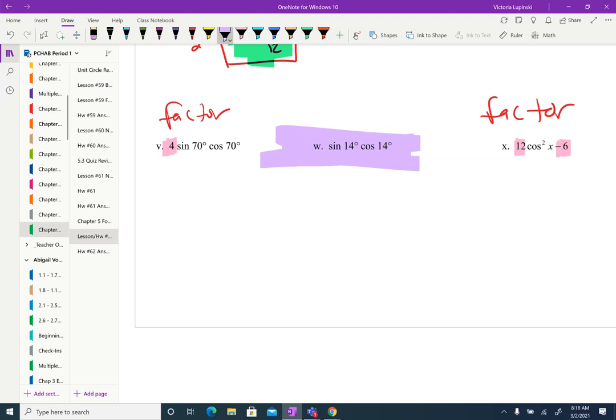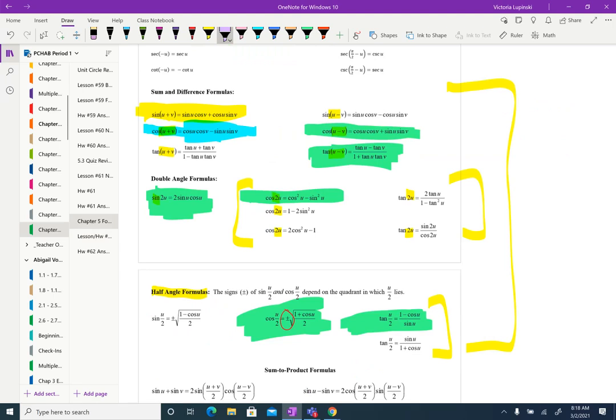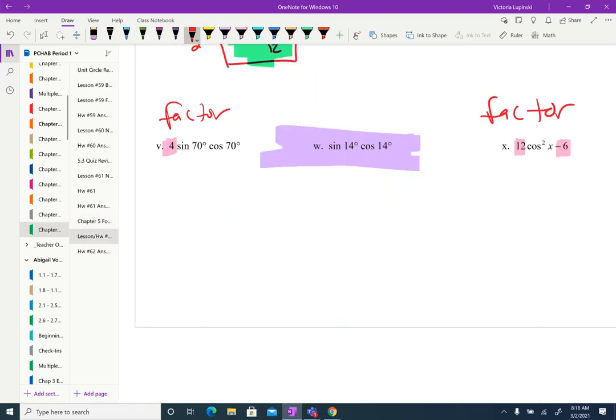So we have sine of 14 times the cos of 14. If you go back and look at your formula sheet, there is no formula that's just a sine times a cosine. So what you're going to do is look for the one that's the closest, and the one that's the closest is this one, where there's a 2 out front. So again, if you have a formula like V or X, you can factor out the extra and then just give your answer like that.